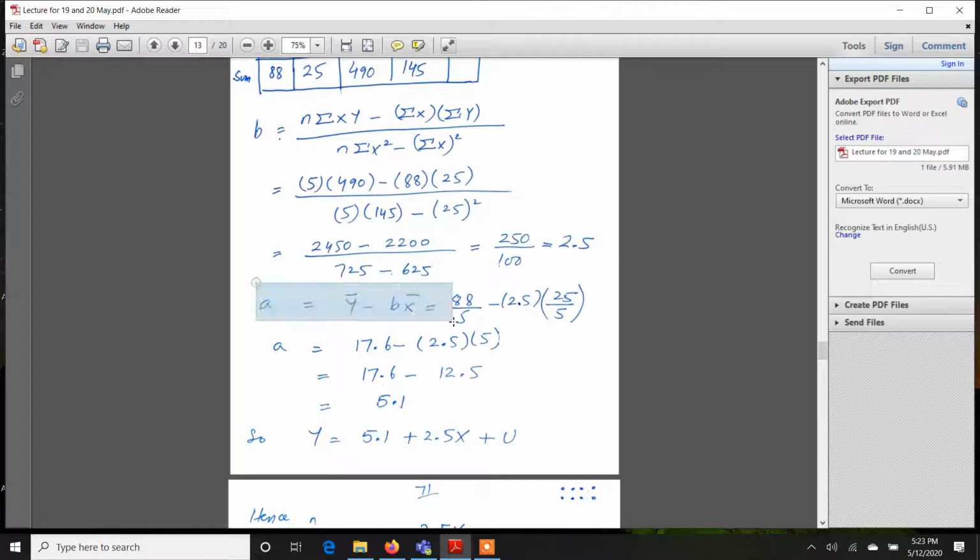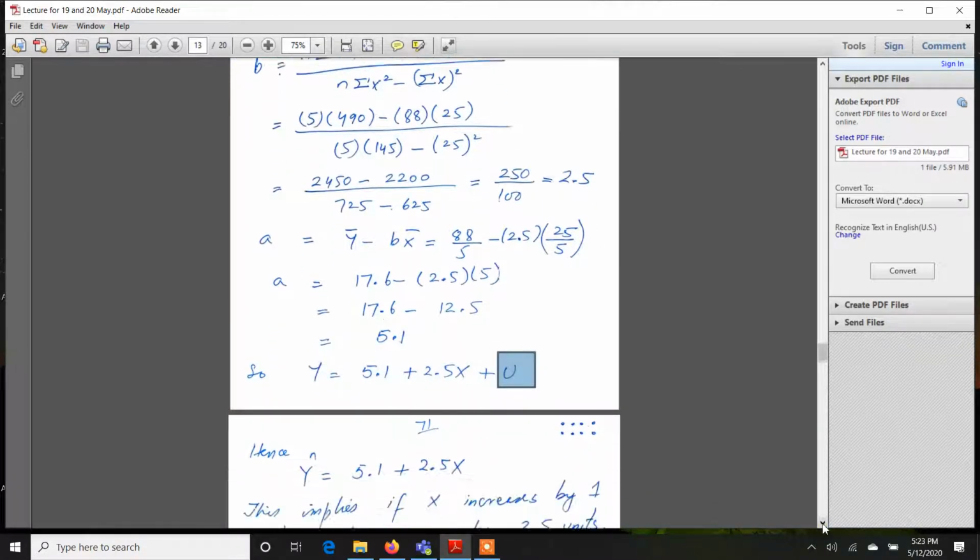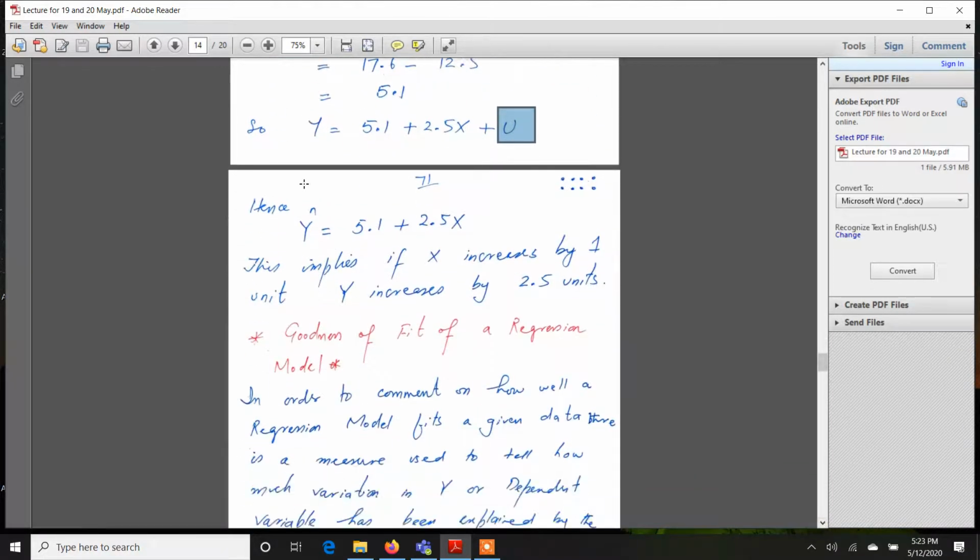Then the intercept is y bar minus b times x bar. What is y bar? Average of y. What is x bar? Average of x. So average of y is sum of y over number of values, then sum of x over number of values, and put in the slope coefficient, and you get that intercept is 5.1. So this is your final equation, that y is equal to a plus bx plus the random error. If I apply hat on y, then I will skip this u part. I will simply write y hat is equal to 5.1 plus 2.5x.